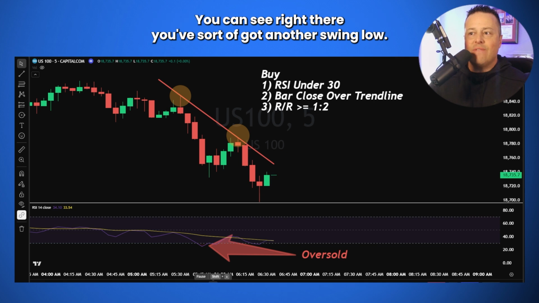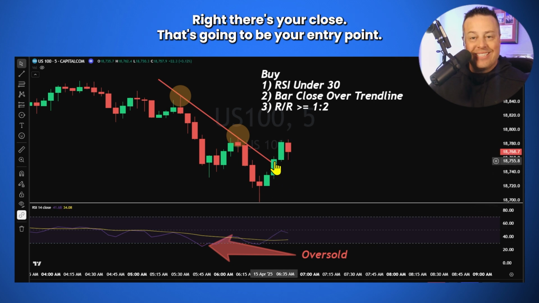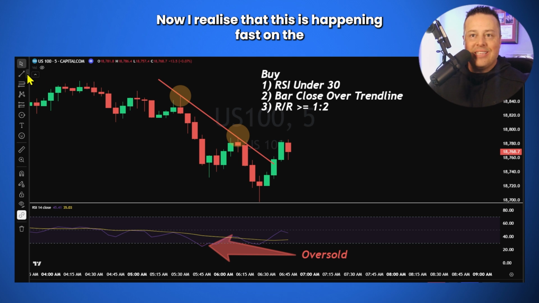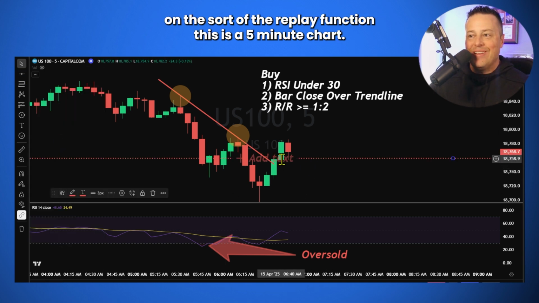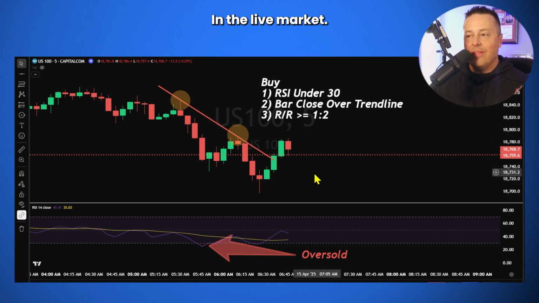And you can see right there, you've sort of got another swing low. And then what do you got? Right there's your close. That's going to be your entry point. Now, I realize that this is happening fast on the replay function. These are a 5-minute chart. You're going to have plenty of time to figure this out in the live market.